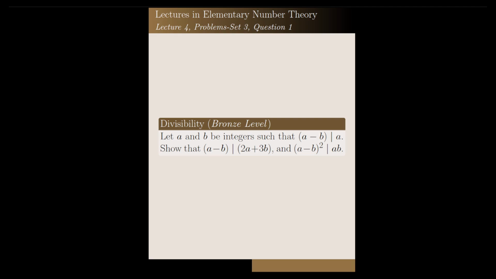Hello, in this video I'm going to solve question number 1, problem set 3, lecture 4, lectures in elementary number theory. Let a and b be integers such that a minus b divides a. Show that a minus b divides 2a plus 3b and (a minus b) squared divides ab. Pause the video at this point and give it a try.